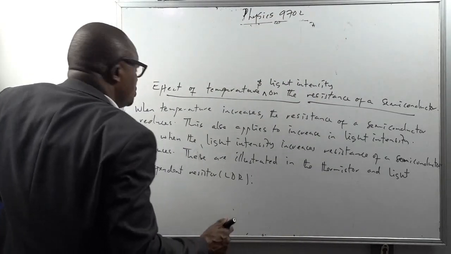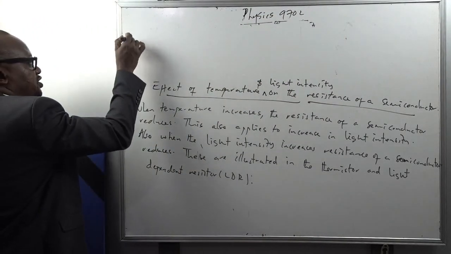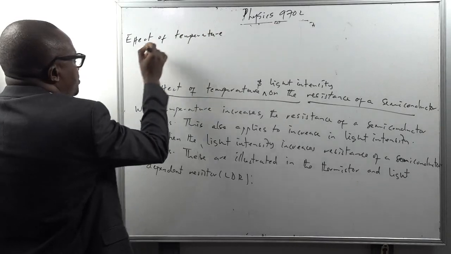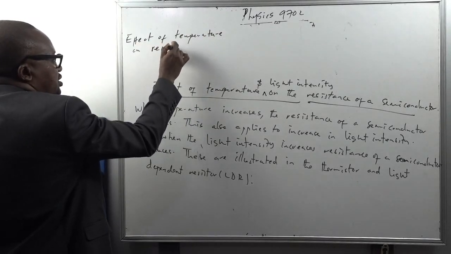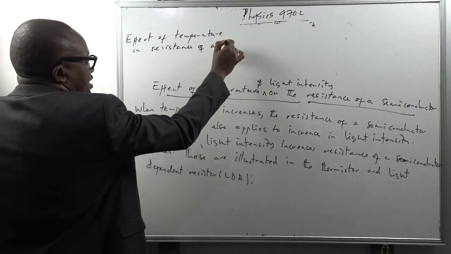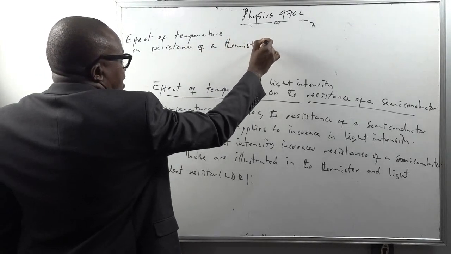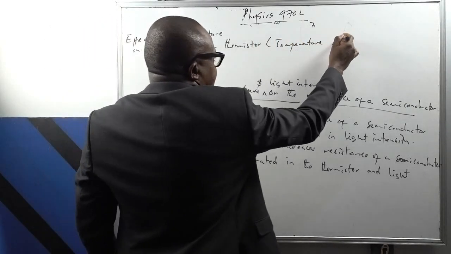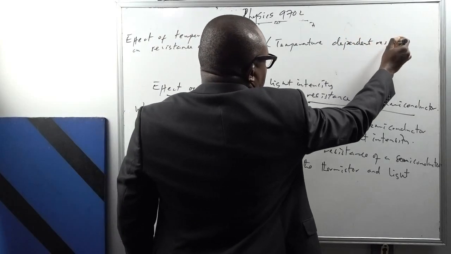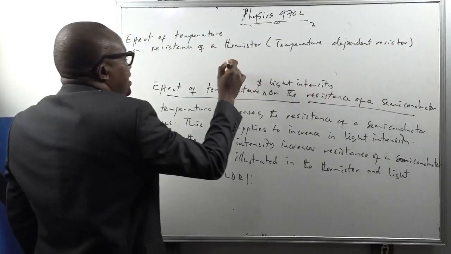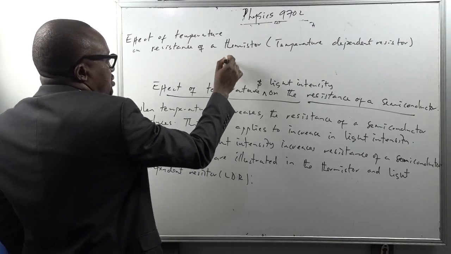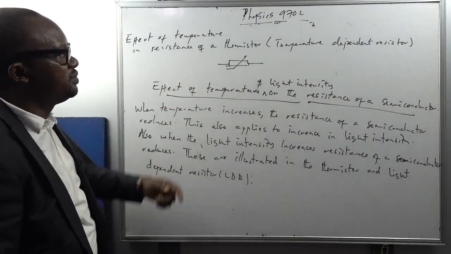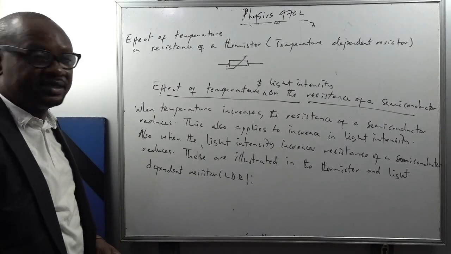So we can easily say here the effect of temperature on resistance of a thermistor. A thermistor is basically a temperature dependent resistor. Its symbol is like this. So we are looking at the effect of temperature on resistance of a thermistor. A thermistor is a temperature dependent resistor.